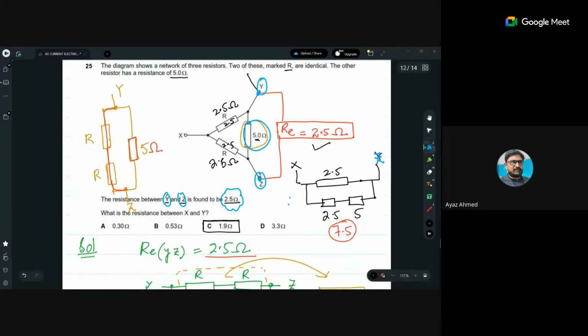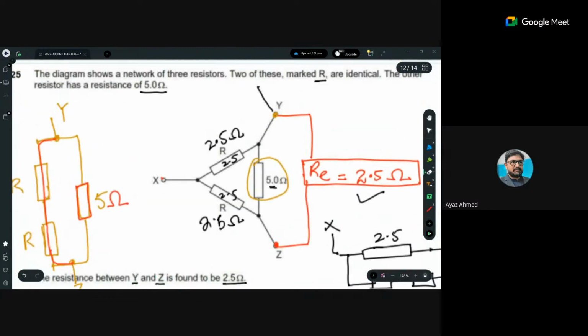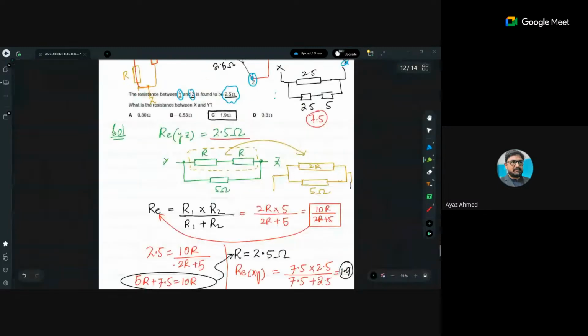Okay, this is Y. The question is, what is the resistance between X and Y? What is the resistance between these two points? These two points, okay? That is, the resistance across this. So we have redrawn that circuit. See, this is a complicated question, not an easy question.